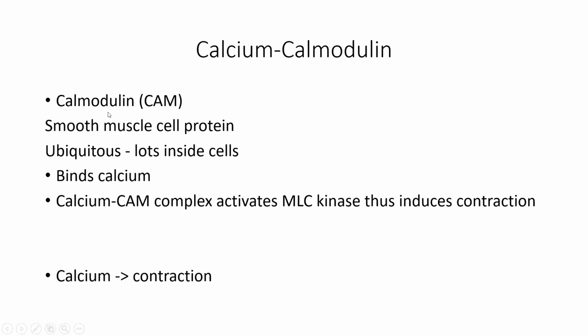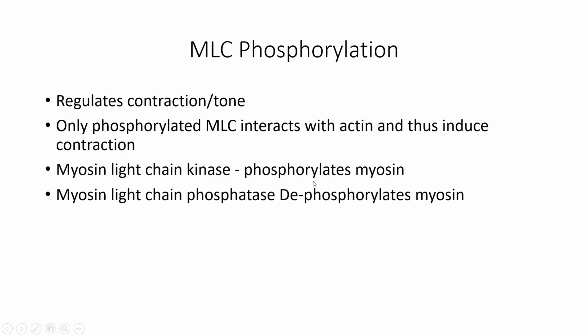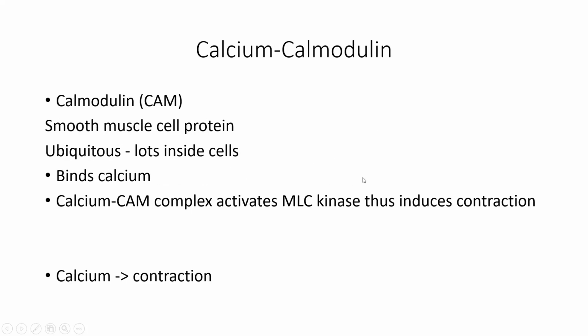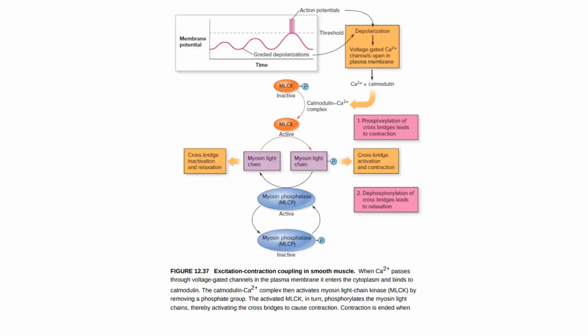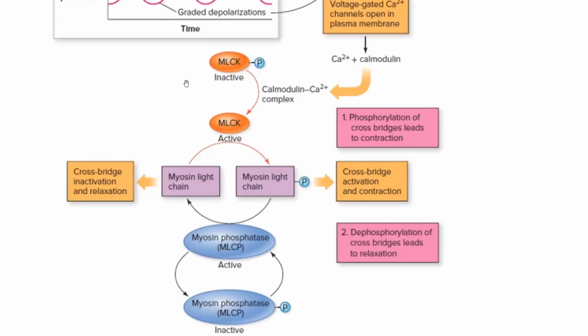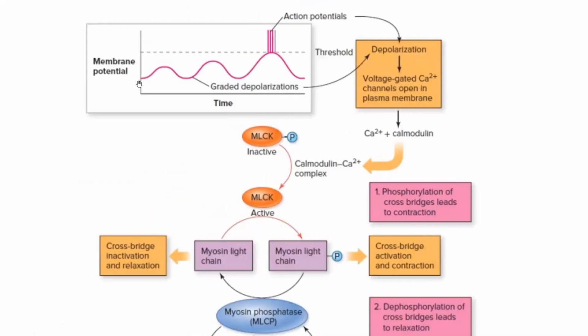And when calcium binds to calmodulin and the calcium-calmodulin complex is produced, this activates myosin light chain kinase, which is, as you probably remember, responsible for phosphorylation of myosin light chain. And once the myosin light chain is phosphorylated, this leads to contraction, okay? Now let me show the whole thing on this very nice graph.